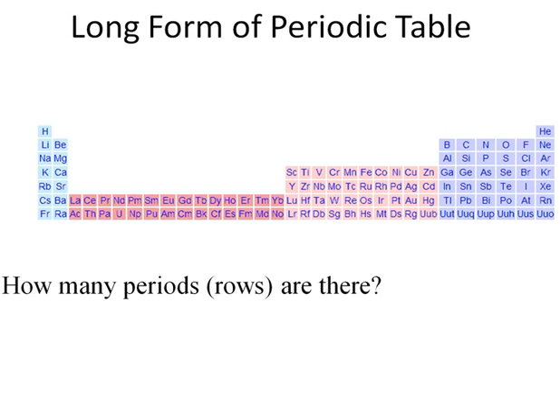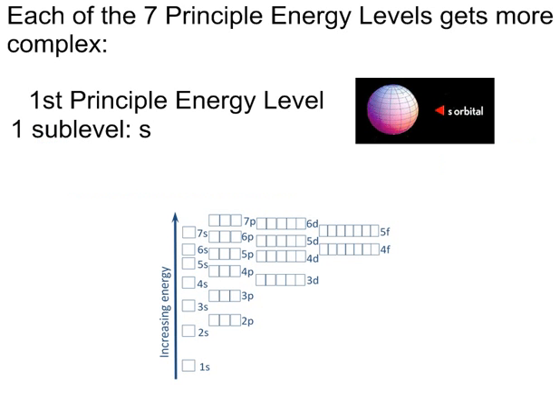So the connection to the fact that there are 7 principal energy levels is not coincidental. That's the reason why the elements were able to be organized so eloquently into the long form of the periodic table. Each of the 7 principal energy levels gets more and more complex because they kind of have to be, because you keep piling electrons on as you get to bigger and bigger atoms.